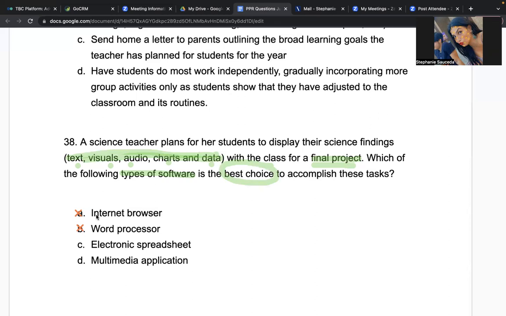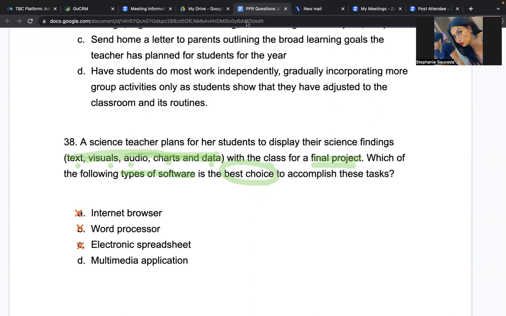What else? Not C. Not C, not the electronic spreadsheet either. I mean, they might have had to use it to create data or charts of some sort, but it wouldn't be the best software to accomplish this task for a final project for their science findings.